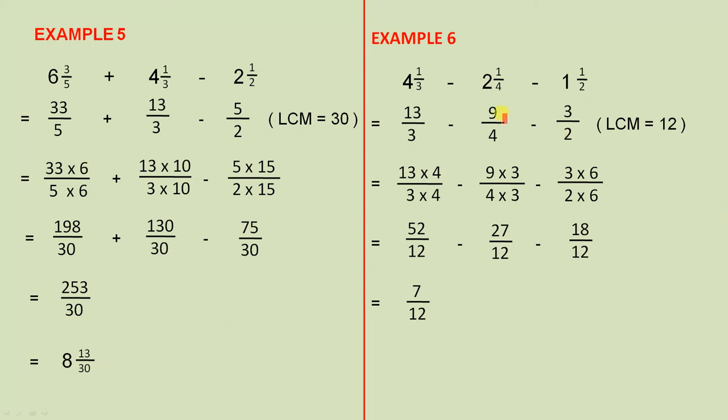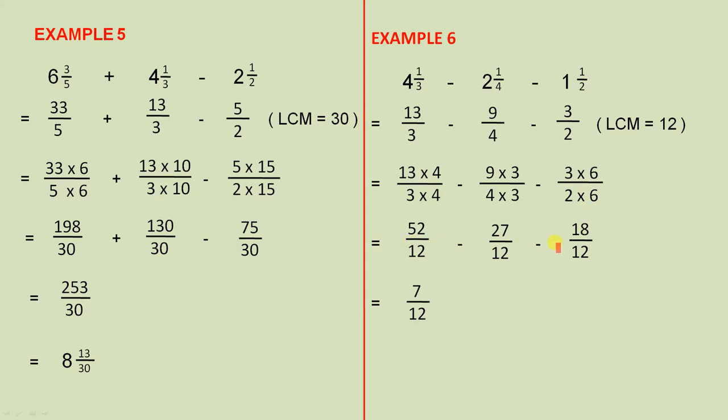Example 6, 4 1/3 minus 2 1/4 minus 1 1/2. The LCM is 12. For that denominator to be 12, multiply top and bottom by 4. We've done it here, which gives us 52 over 12. For that denominator there to be 12, multiply top and bottom by 3. We've done that here, which gives us 27 over 12. And for that denominator to be 12, multiply top and bottom by 6. We've done that there to give us 18 over 12.